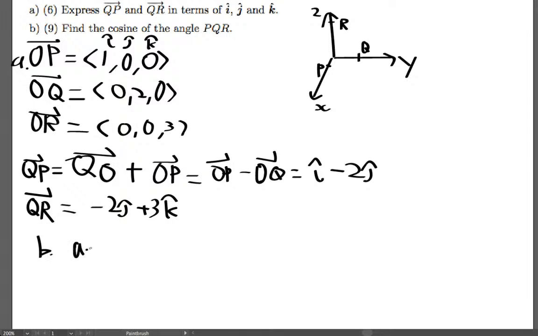A dot B is the length of vector A, multiplied by the length of vector B, multiplied by the cosine of theta. And this will result in a scalar. So vector dot vector equals a scalar.